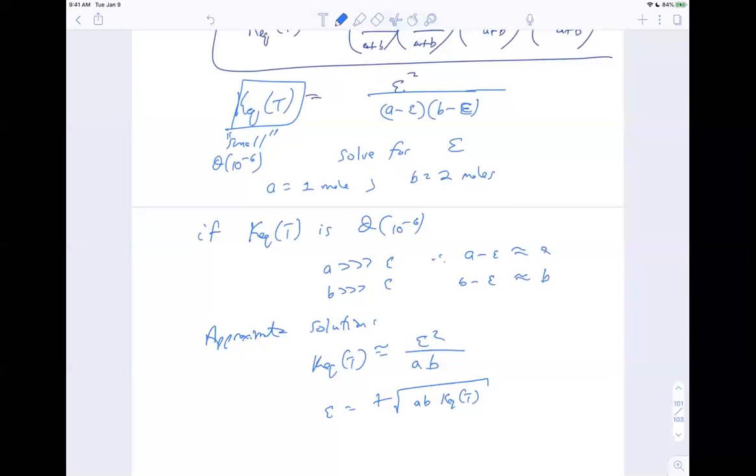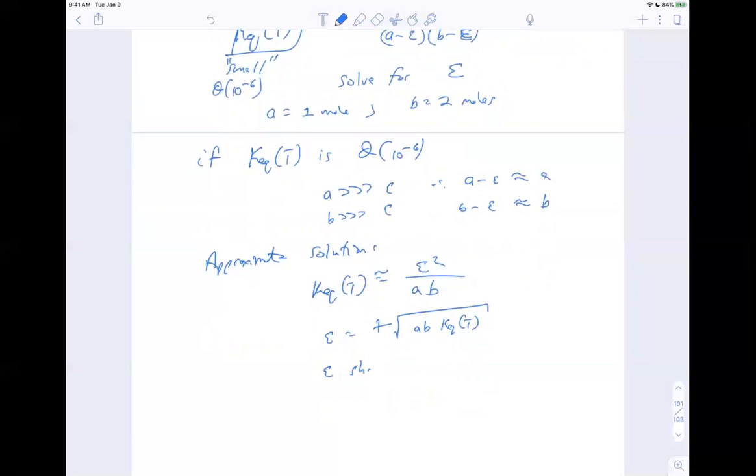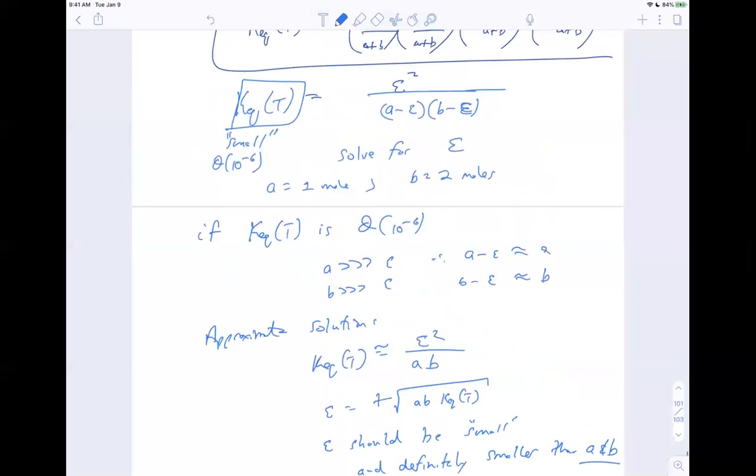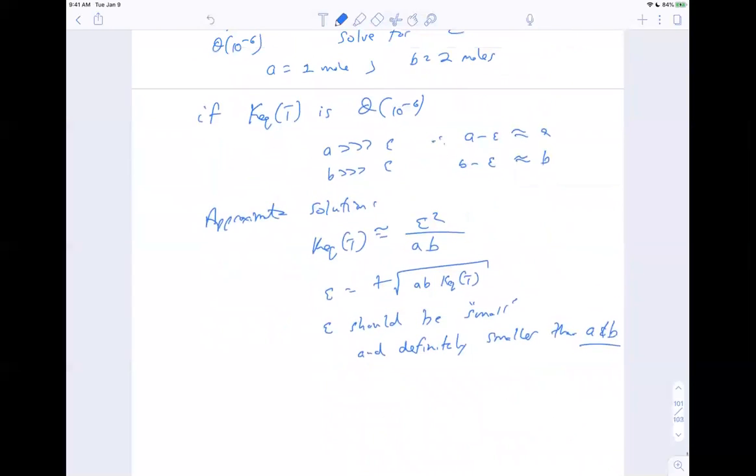You could use the quadratic formula. Once you get a result, epsilon should be small, and we have to judge that for ourselves, perhaps using some intuition. It should definitely be smaller than A and B. So it's kind of like a self-check; once you find this, you can do an internally self-consistent check. And if you use the quadratic equation, which is not that difficult to solve exactly, you should again get an epsilon value that is small, since K equilibrium is on this quite small order of magnitude.